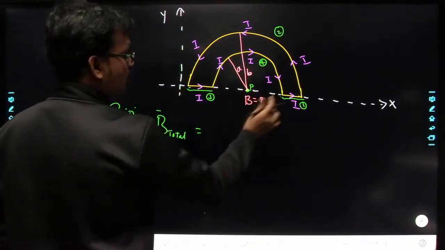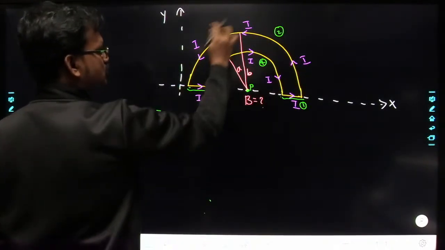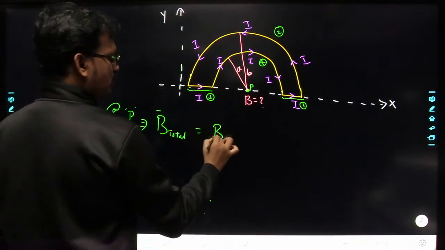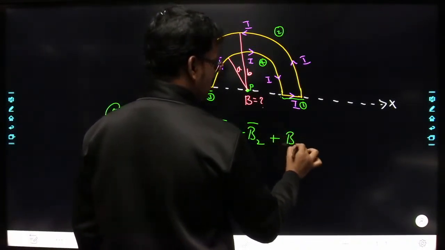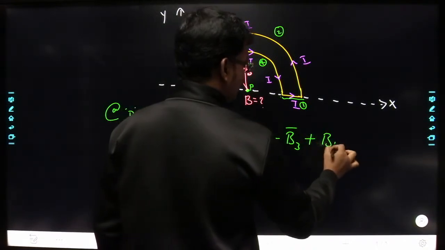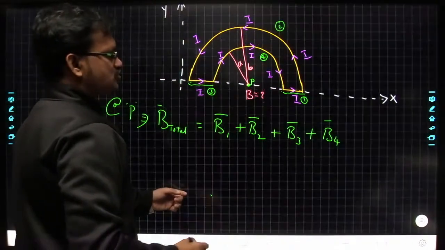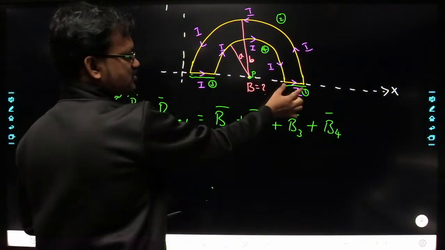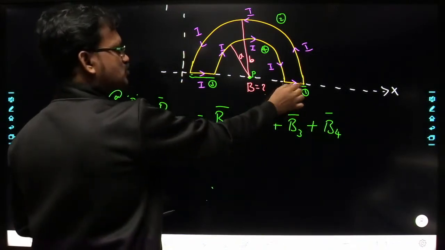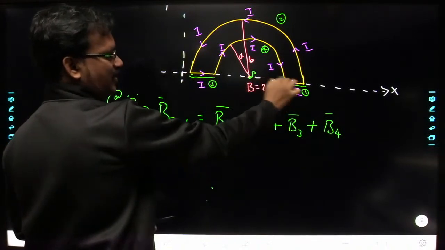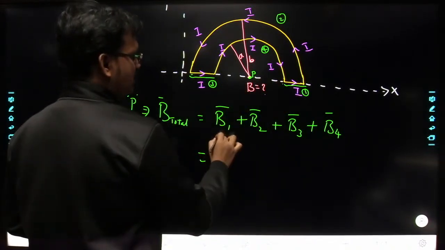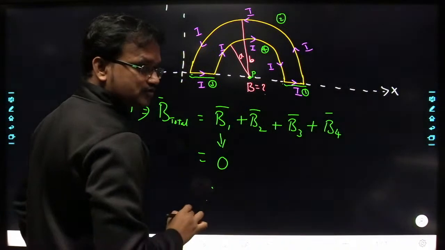So due to how many sections have I divided? 1, 2, 3, 4. So B1 bar plus B2 bar plus B3 bar plus B4 bar, right? Okay, so due to the first section, if we consider only this section, the point is lying along the line, and hence B1 will be equal to 0.